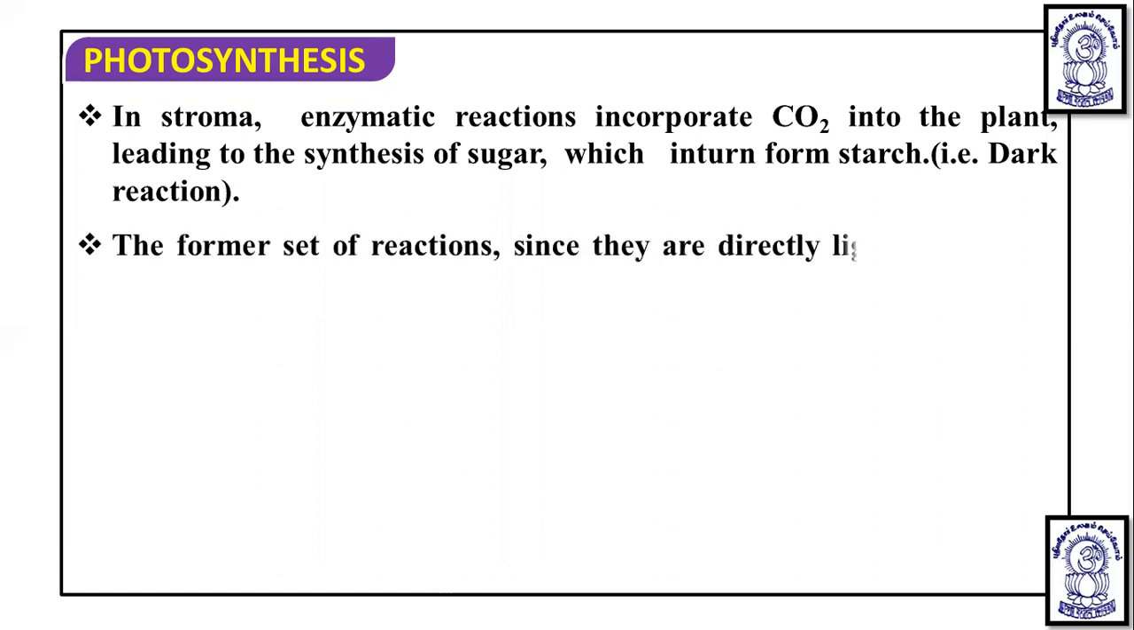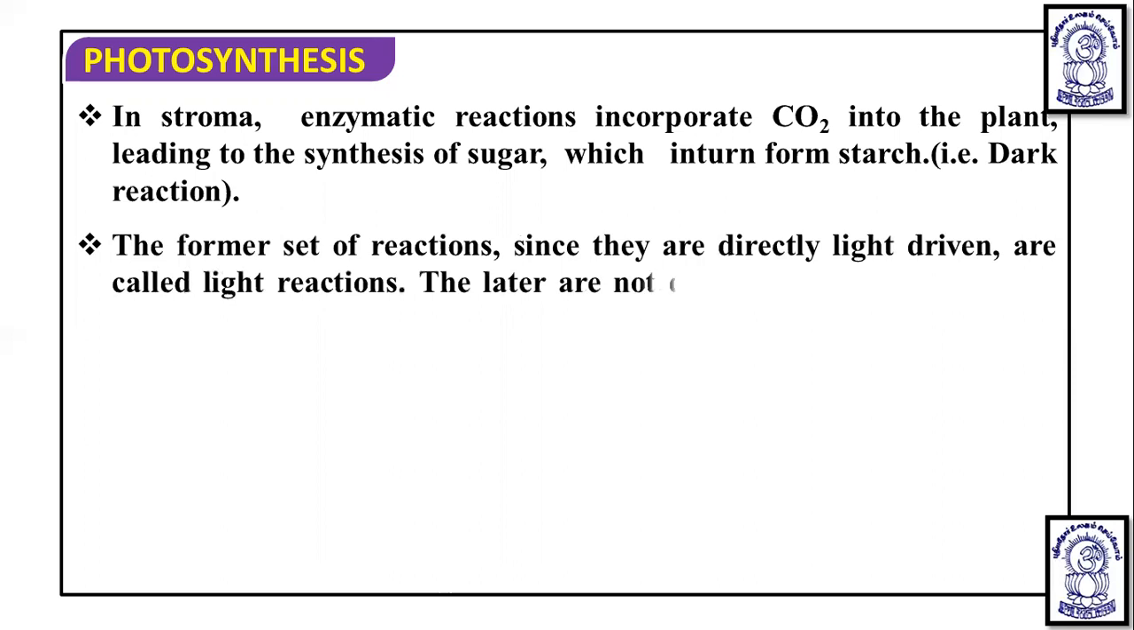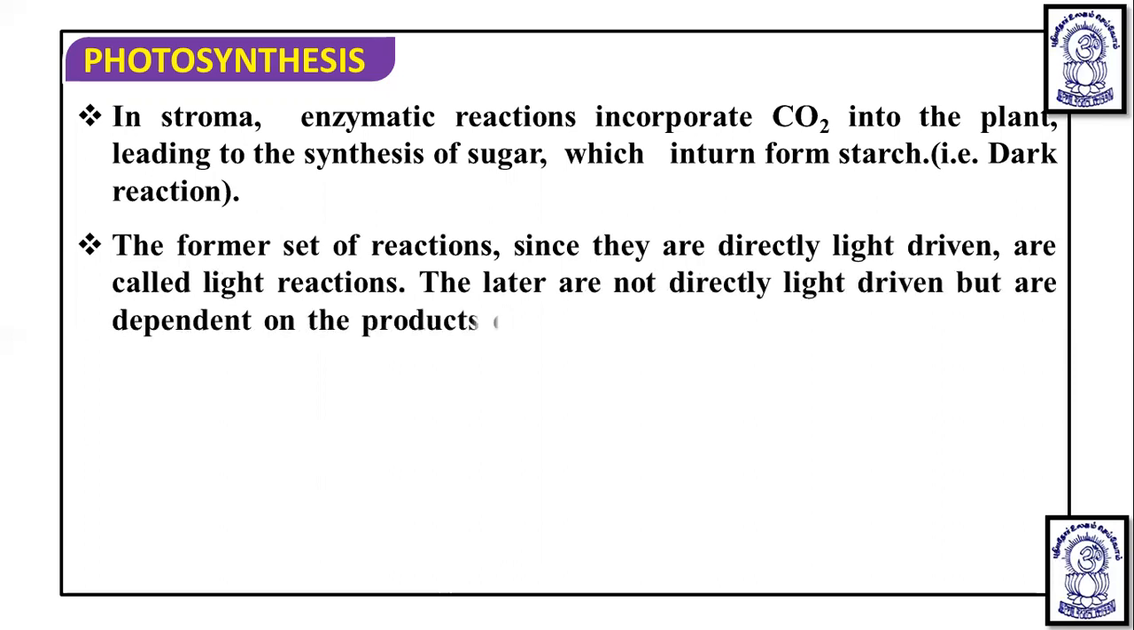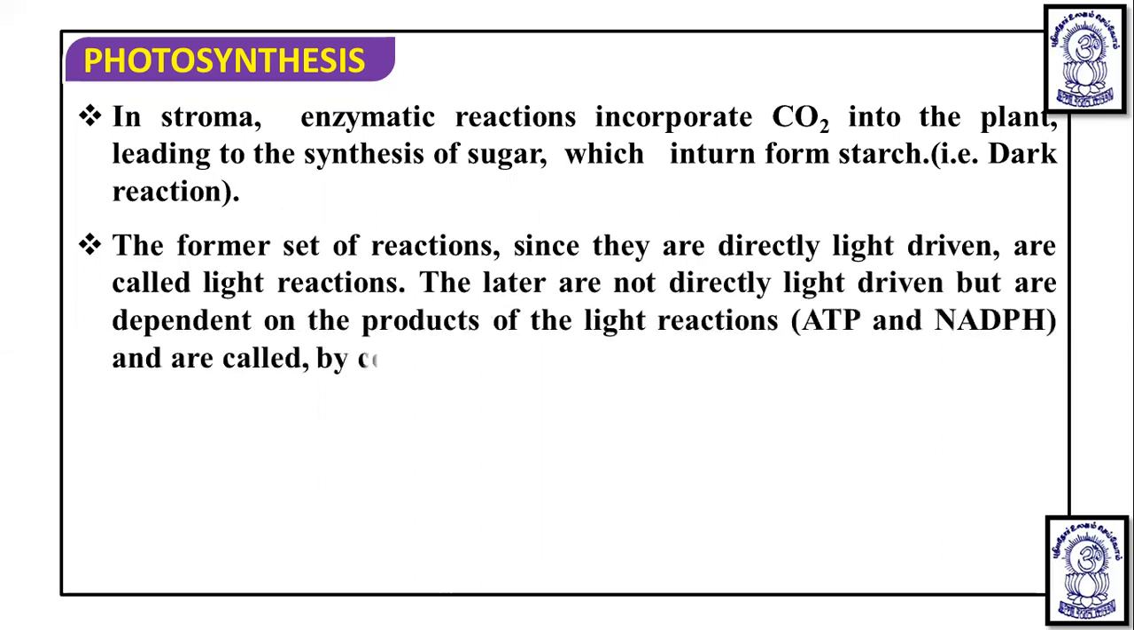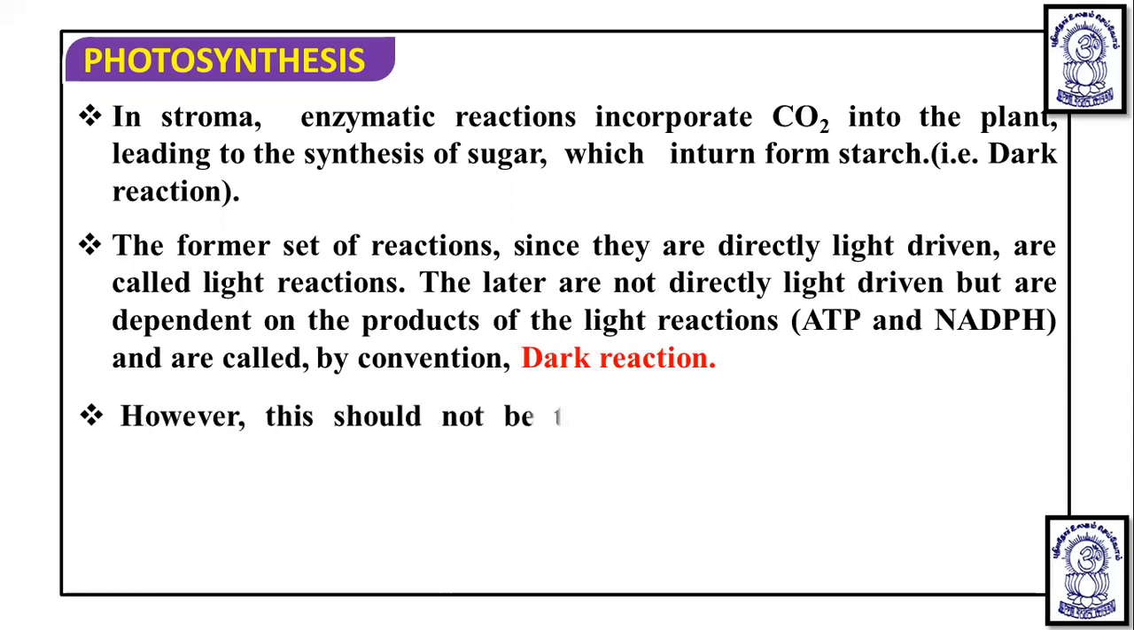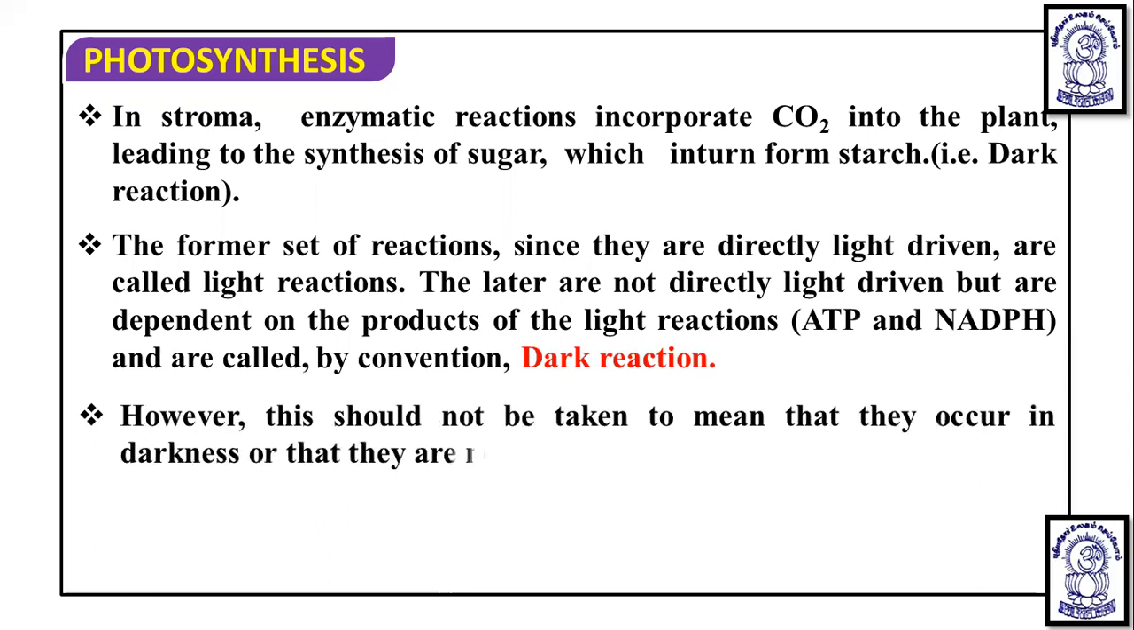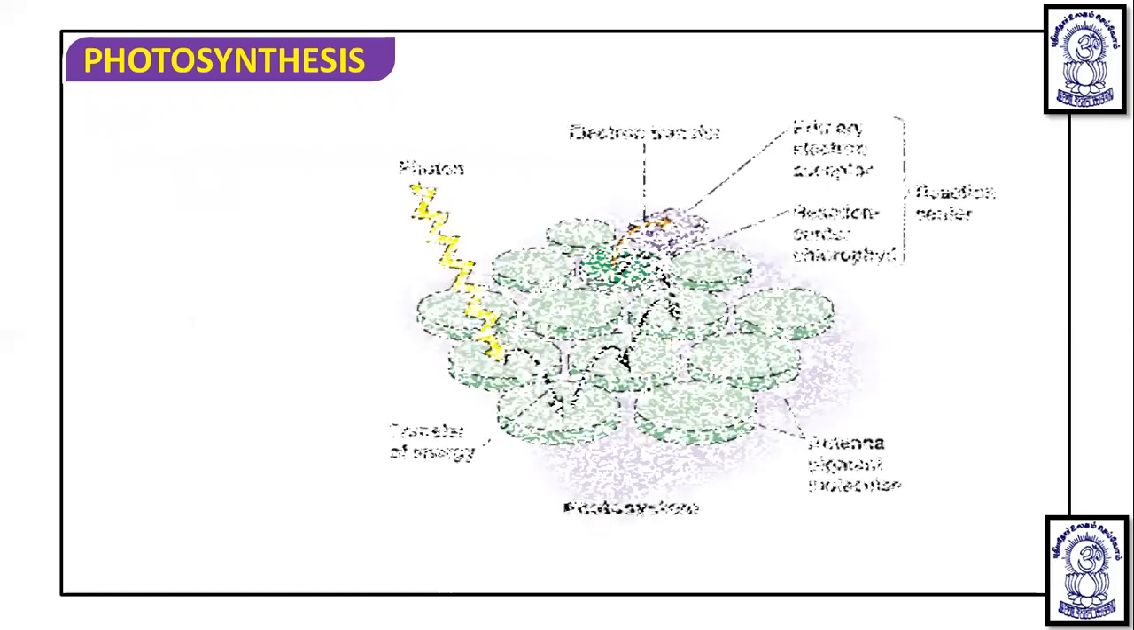So the former set of reactions, since they are directly light driven, means the light reaction is directly light driven, are called the light reaction. Whereas the latter are not directly dependent on light, but they are dependent on the products of the light reaction, that is ATP and NADPH2. So they are called, by convention, the dark reaction. Actually, dark reaction here does not mean it occurs in the dark, but it is dependent on the products of the light reaction. Because of this, we are calling it the dark reaction. However, this should not be taken to mean that they occur in darkness or that they are not light dependent. That is not what is meant by the dark reaction.